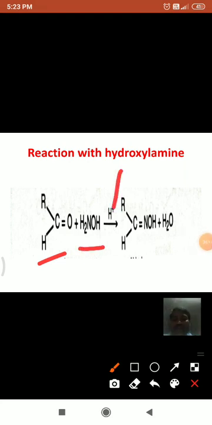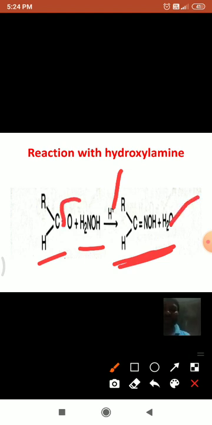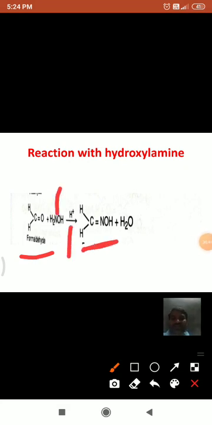Generally this reaction is carried out under acidic conditions, and it forms, see here, aldoxime with the loss of water molecule. Generally we can expect the product like this. See here, with the loss of this water molecule, C double bond NOH, we get this molecule. This is called aldoxime. And moreover, see here, for example, this is formaldehyde. Formaldehyde reacts with hydroxylamine in the presence of acidic conditions. It forms formaldoxime, with the water molecule eliminated.